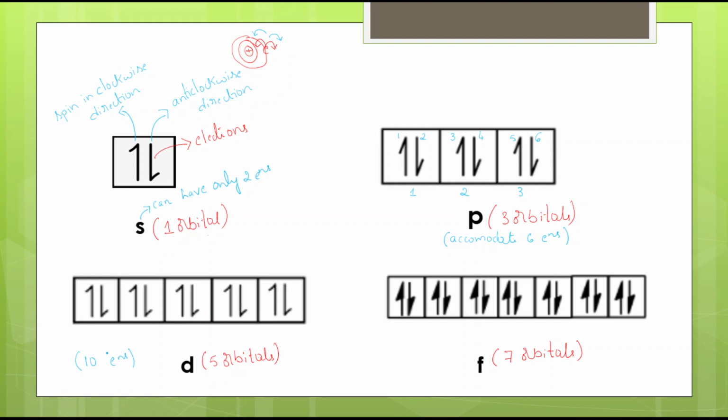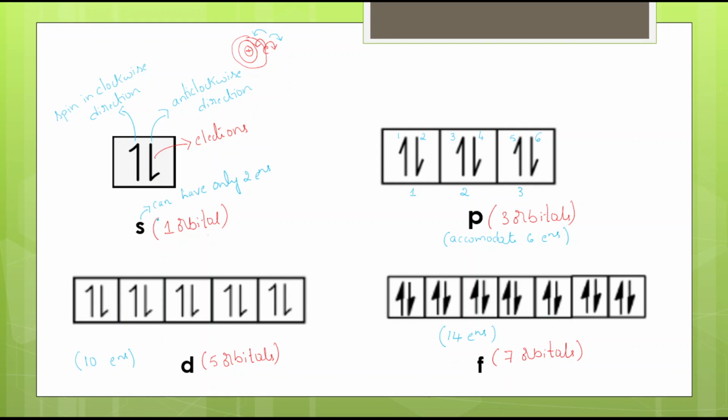It is not compulsory that D should always contain 10 only. Clear? It is not like that. Maximum it can accommodate 10 electrons. And F, if you consider 7 orbitals, that means it can accommodate 14 electrons. It can accommodate a maximum of 14 electrons.